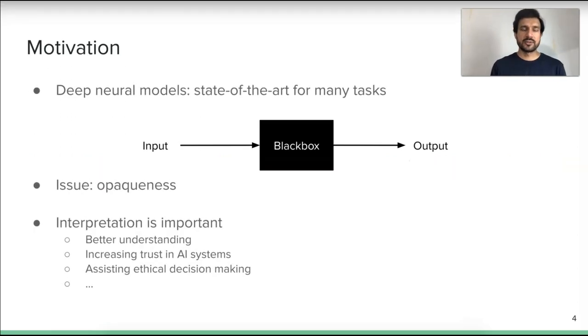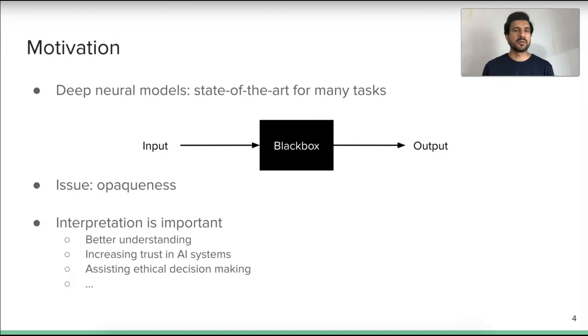Let's start with asking a question. Why are we interested in interpretation? Deep models have achieved state-of-the-art performance on most of the tasks, and now they are used as a de facto standard to solving NLP problems. However, despite the benefits, their opaqueness is a major cause of concern. These models work as a black box, and it is not clear what they have learned.